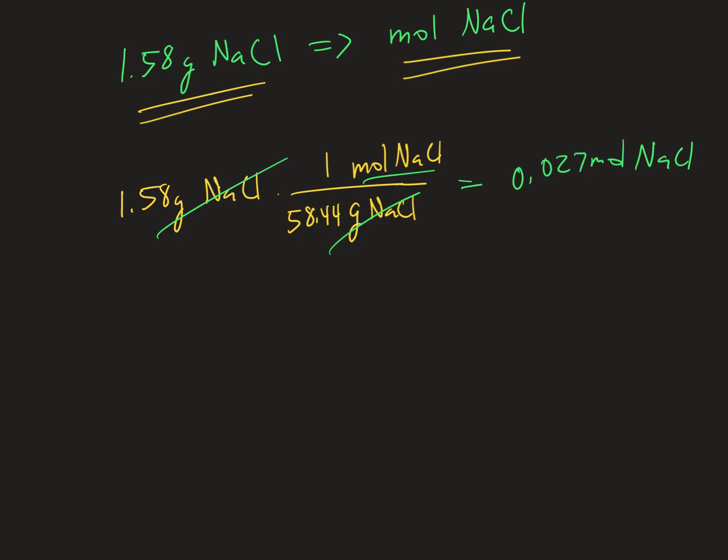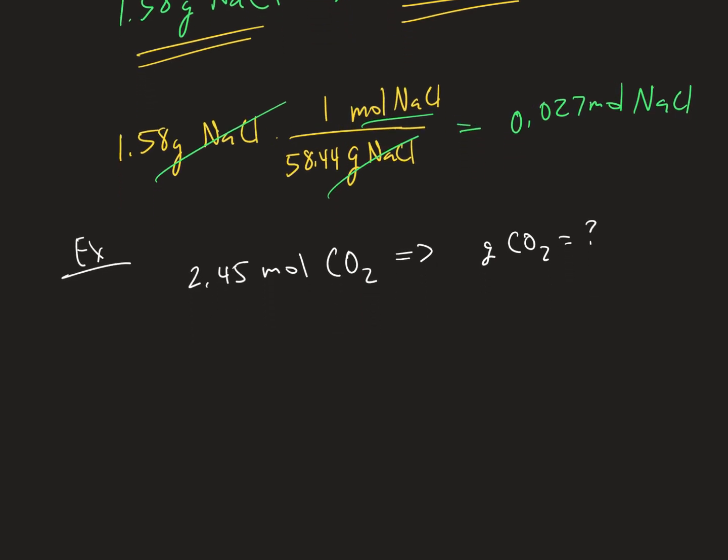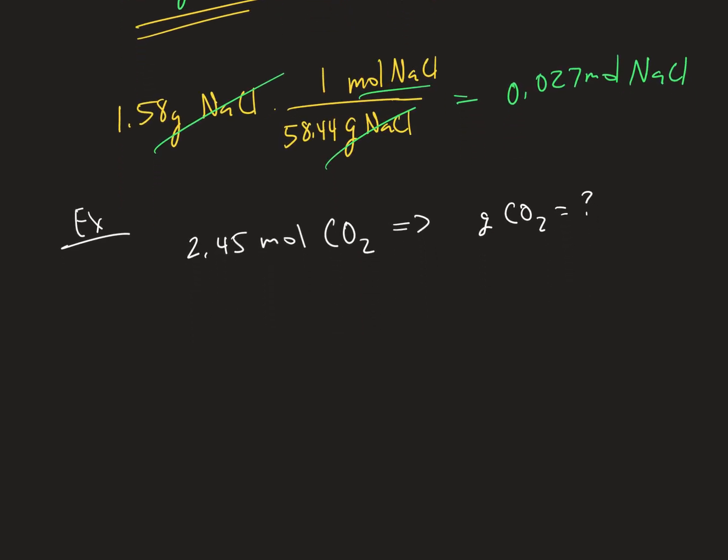Let's do one more example. Let's say we have 2.45 moles of carbon dioxide, and we want to know how many grams of carbon dioxide I have. I know what I'm looking for, and I know what I know. Start with what I know, CO2, 2.45, or we can find the molar mass of CO2. If you can see that, yeah, do it. What's the molar mass of CO2?